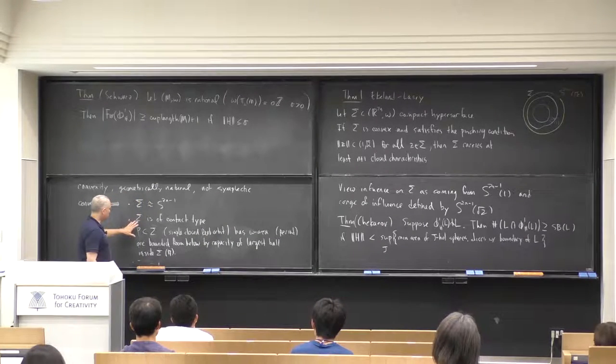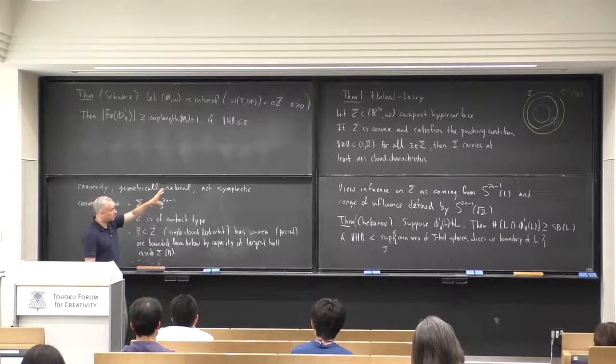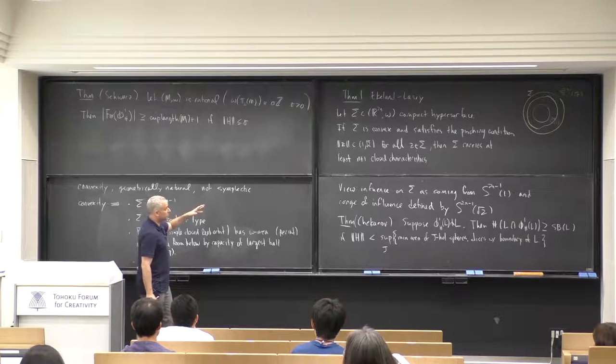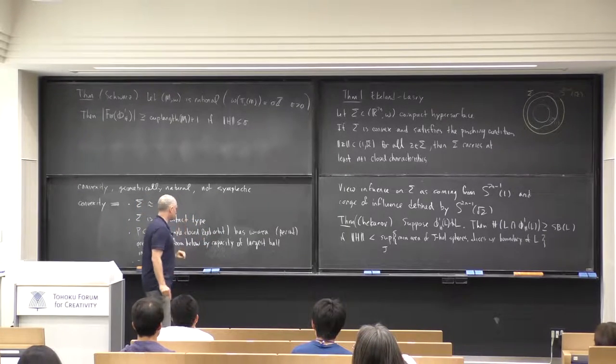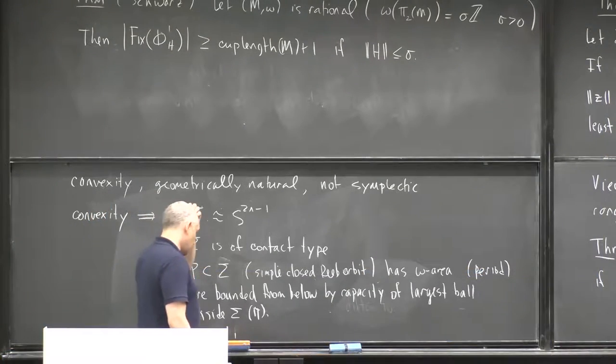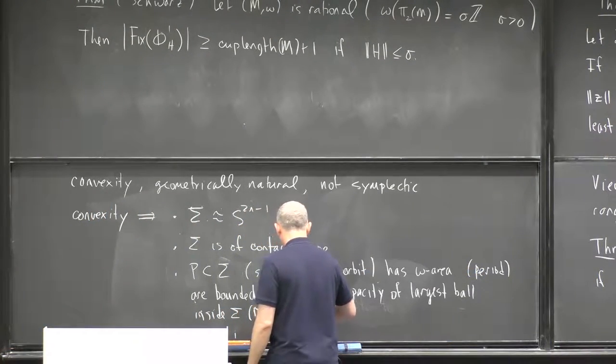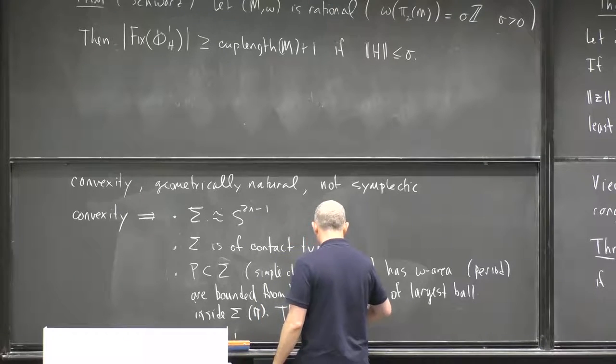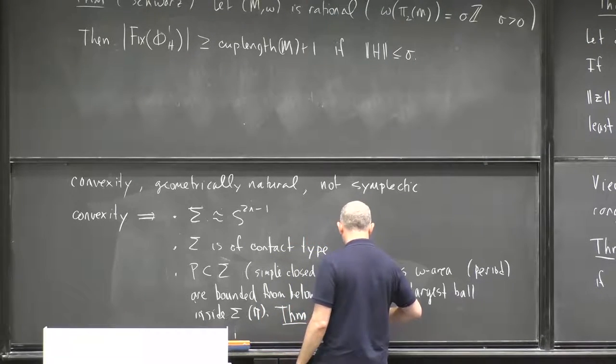Okay, so every closed characteristic on a convex sigma like this has symplectic area bounded by pi, and the corresponding closed Reeb orbit has period bounded below by pi. So this is not an obvious fact. This is a nice theorem due to Croke and Weinstein.